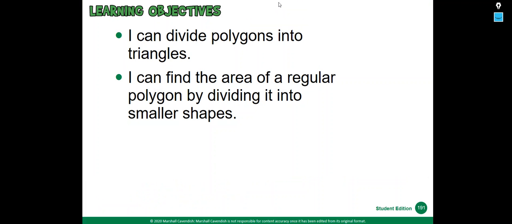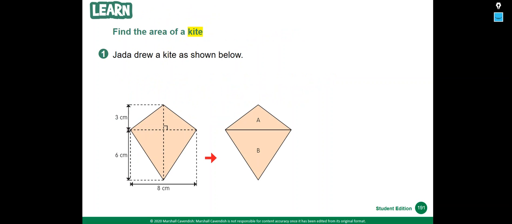Okay, so today we are going to be talking about how to find the area of other polygons. The learning objective is to recognize when you can divide a polygon into triangles, and that you can find the area of a regular polygon by dividing it into smaller shapes. Today's assignment really focuses on triangles in your workbook.